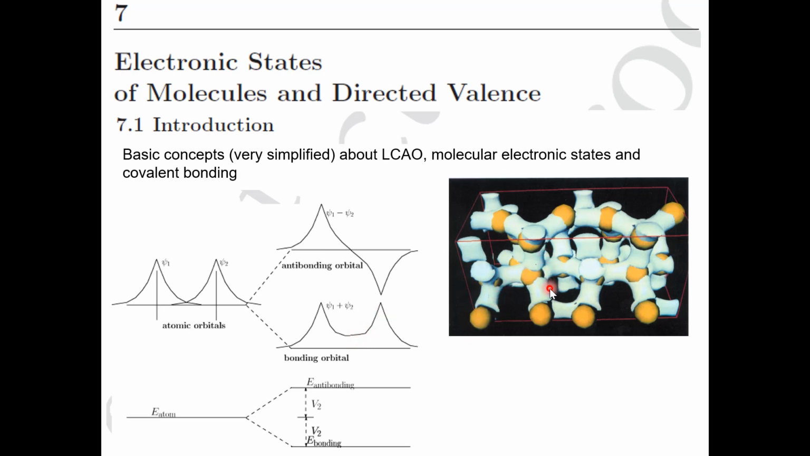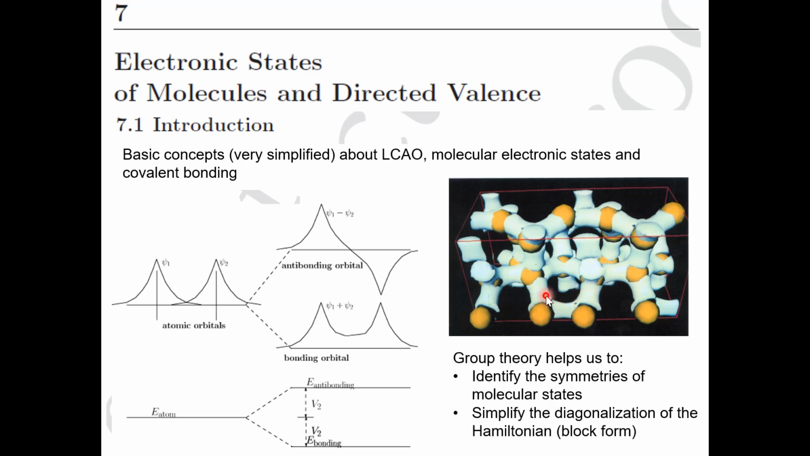So this is a picture of the sp3 bonds in silicon. The yellow spheres are the atoms, and the blue regions are accumulations of electronic charge that are precisely directed between two neighbors, between two atoms in a given chemical bond.